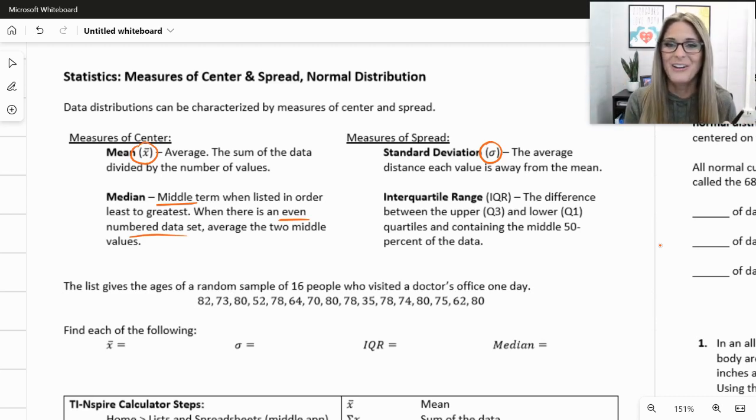then take the average of that. So if our standard deviation is small, it means that our values are very close together or close to the mean. If our standard deviation number is larger, our data is more spread out and farther away from the mean.